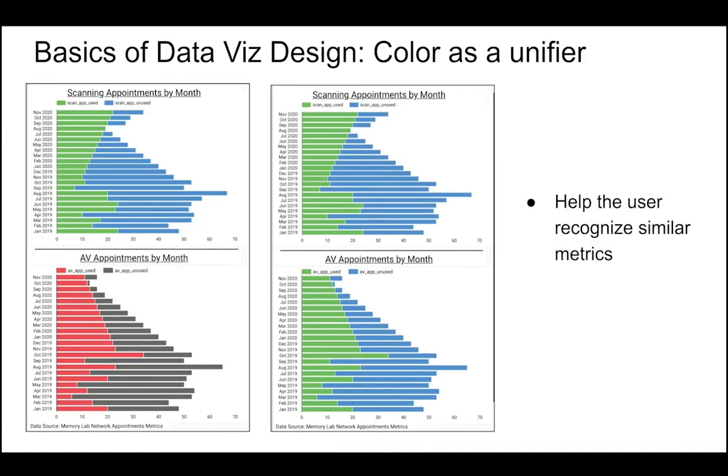Color can be used to help unify multiple charts and graphs on one report. Here you can see I have two bar charts on the right, one for scanning and one for AV. Although the dimensions are different, scanning versus AV, the elements are the same, meaning both charts are measuring the number of appointments used and not used. Adopting the same color for appointments used in green and appointments not used in blue simplifies the amount of information a user must interpret and signifies these measures are related.